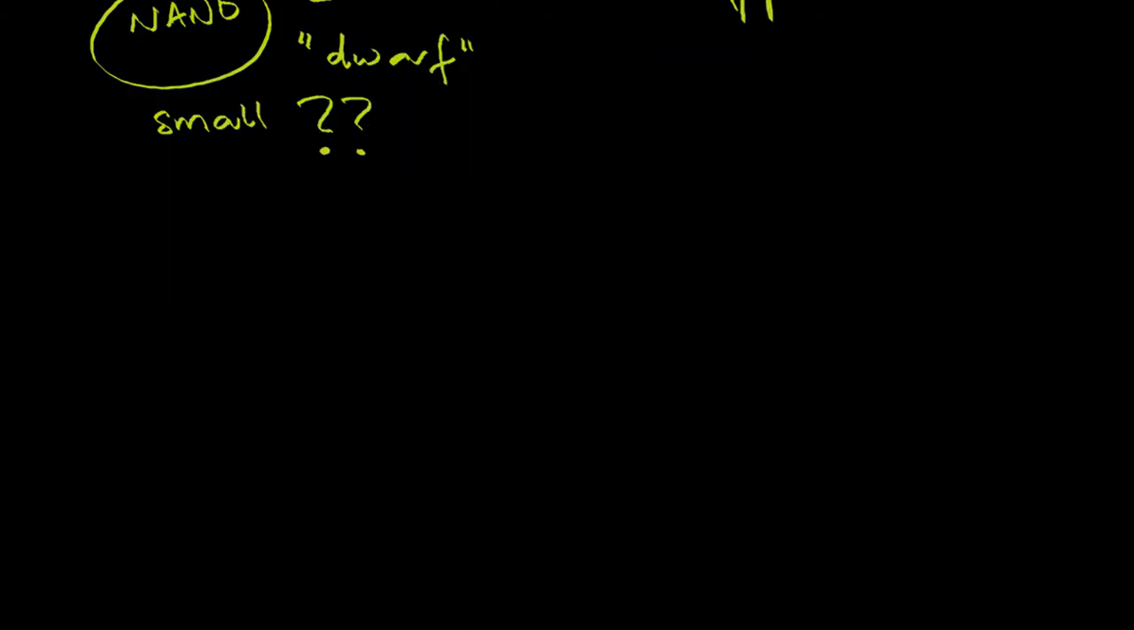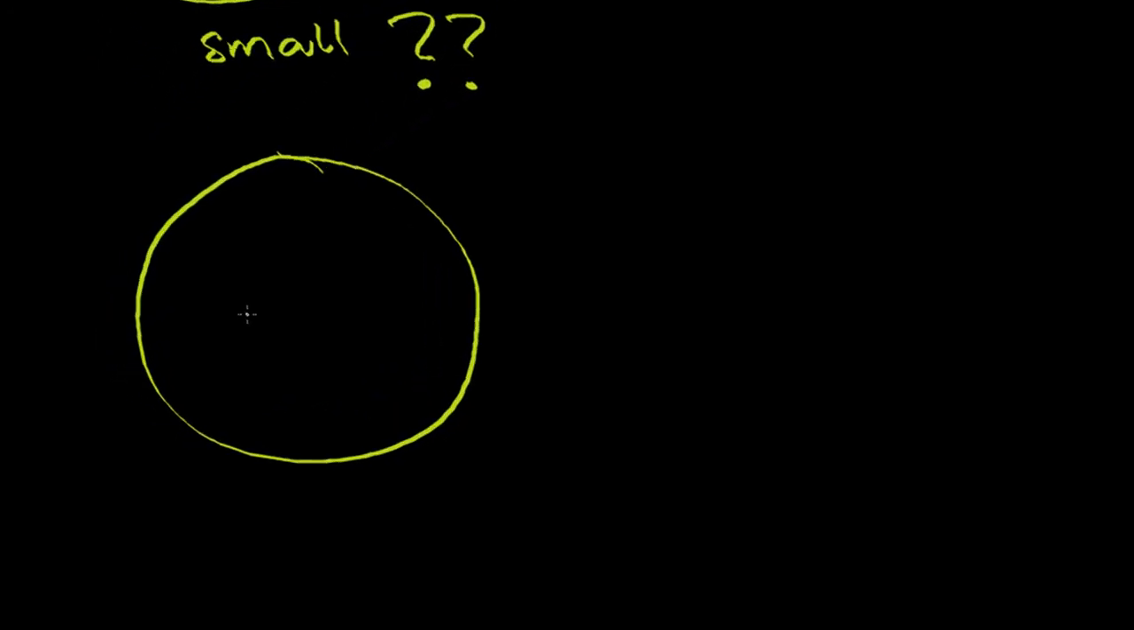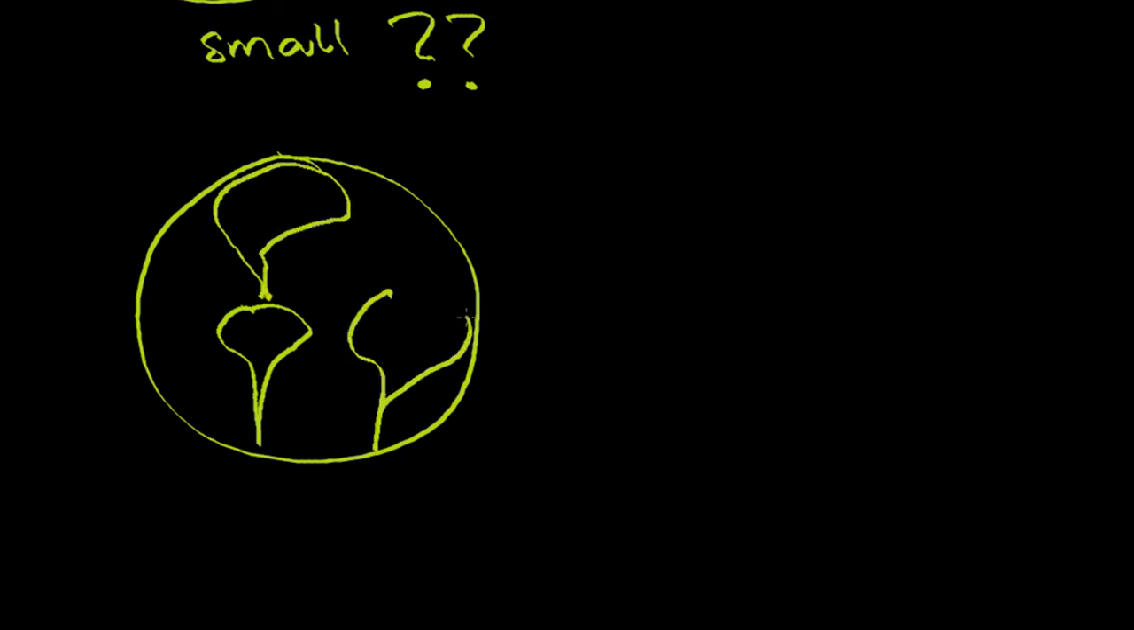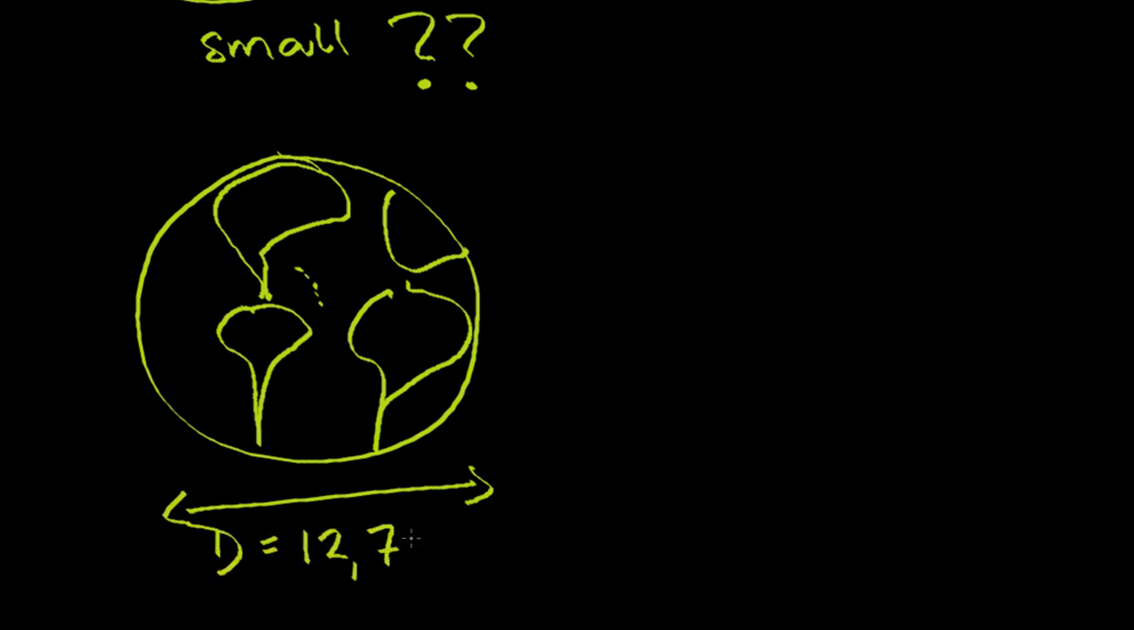Well, let's consider the Earth. So we have South America, North America, the African continent, and Europe, Caribbean islands. It's a pretty rough sketch. Anyway, the diameter is about 12,700 kilometers. So pretty wide and pretty long.